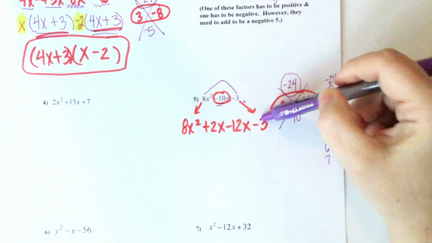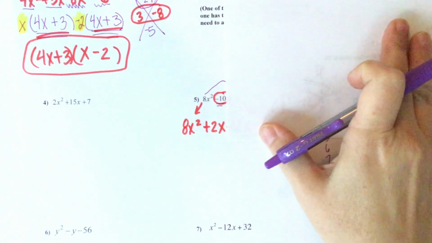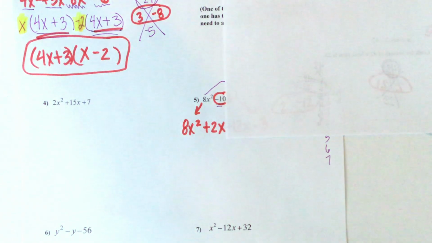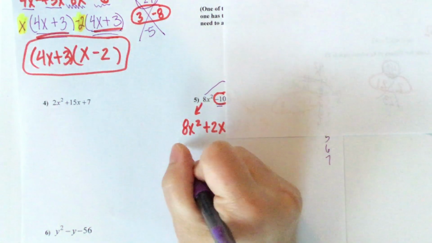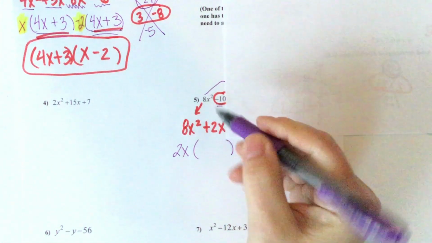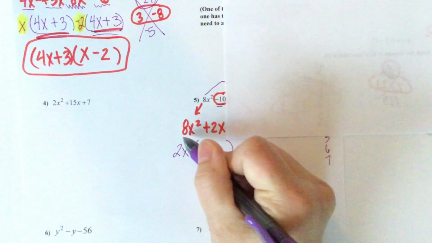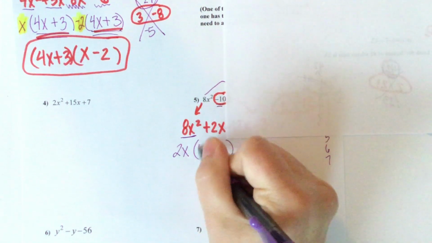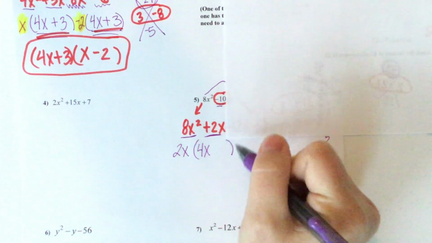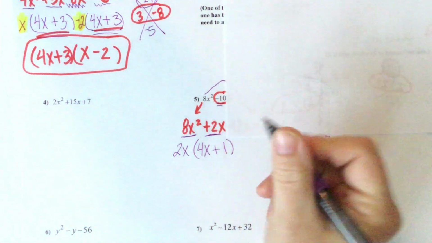1, 2, 3, 4. So I'm going to factor by grouping. If I group together my front 2 terms, can you tell me what the GCF is? 2x. Okay, build your parentheses, and let's get both of those back. 2x times what is 8x squared? 4x. 2x times what is 2x? A 1.